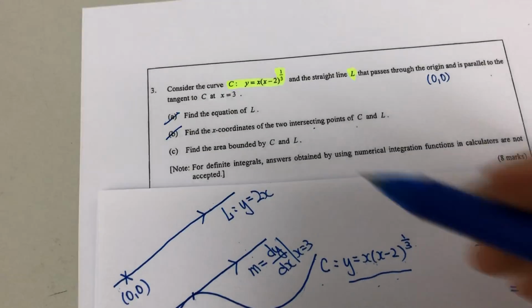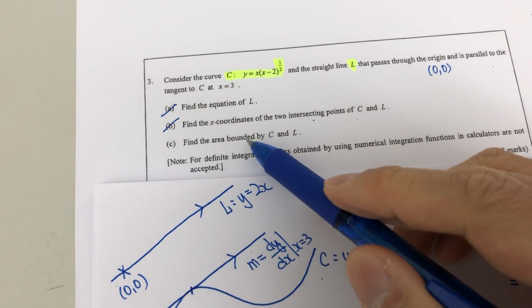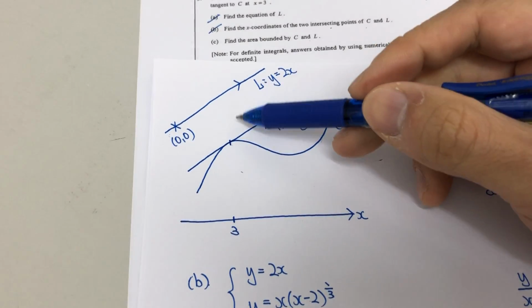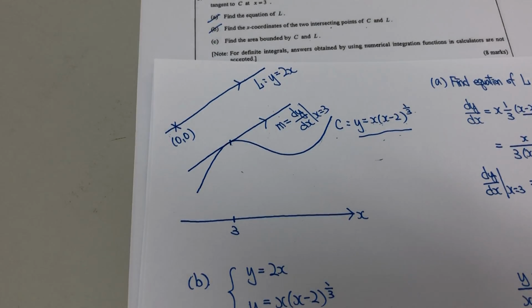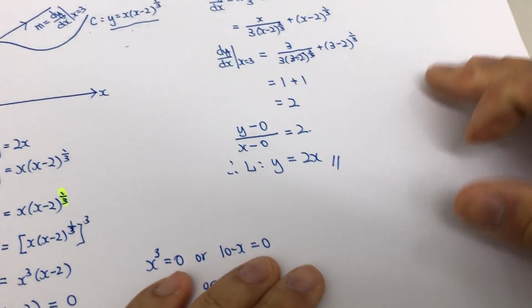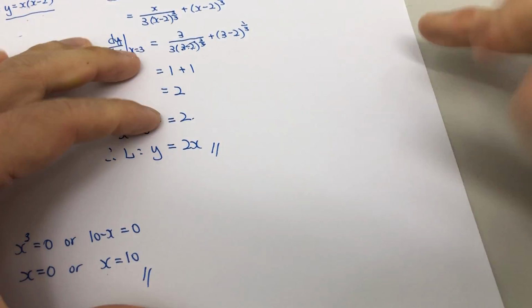Now what about part C? Find the area bounded by C and L. Find the area bounded by them, C and L. Area. Let's do it here.